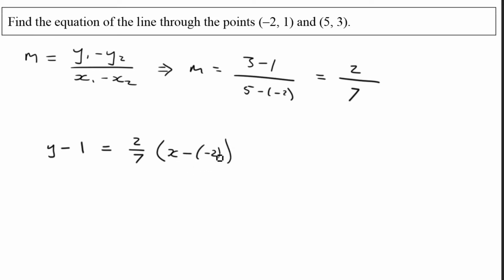And it would be very lazy of us to leave this looking like that. It's extremely easy to rewrite that as y minus 1 is equal to 2/7 into x plus 2. Again, we have the equation of the straight line.